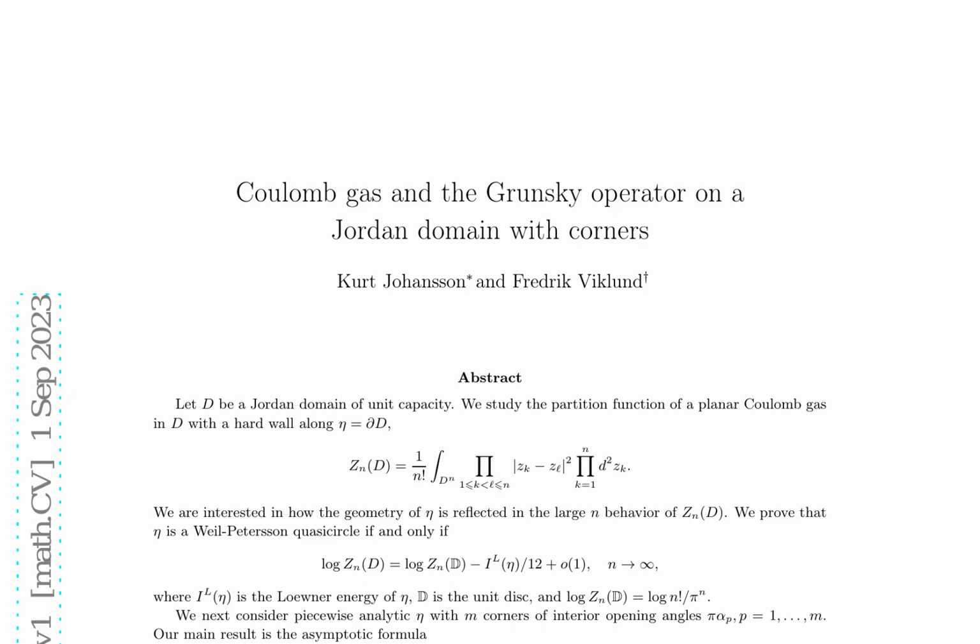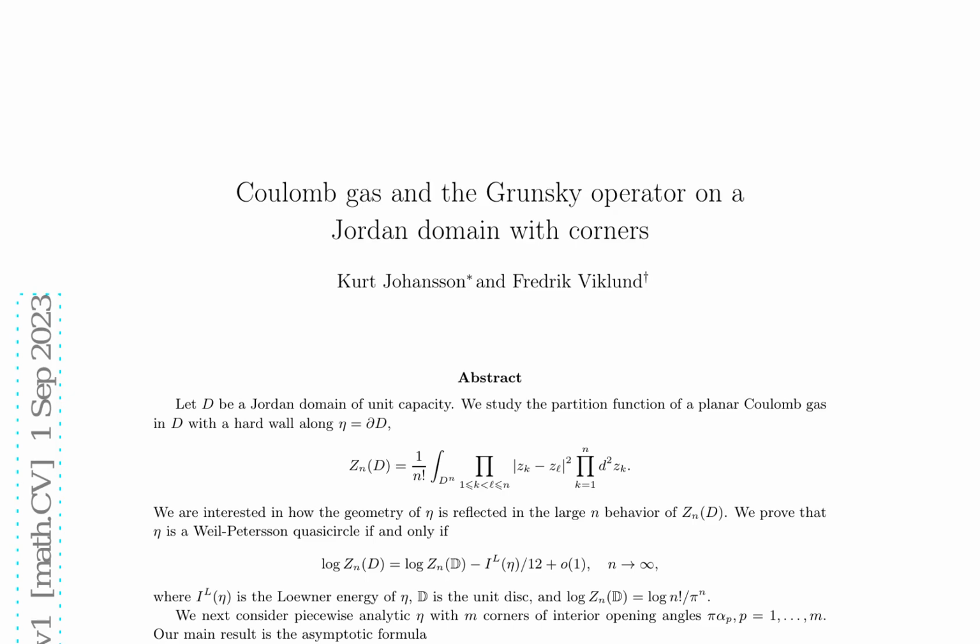A bounded Jordan domain D containing the origin is considered, with its boundary denoted as η. A conformal map f: D → 𝔻 is introduced, which maps the origin to itself and has a positive derivative at the origin. The map is normalized such that f'(0) equals 1, implying that the conformal radius of D with respect to the origin, R_0(D), is also equal to 1.